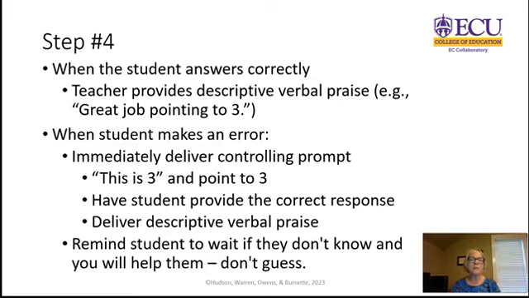In step 4, when the students respond correctly, you're going to deliver that descriptive verbal praise that repeats what the students did correctly: "Good job, pointing to 3." When students make an error, you're going to deliver the controlling prompt, which is usually the answer: "This is 3, point to 3," and have the student provide the correct response back to you so that you can deliver the descriptive verbal praise. Remind students to wait if they don't know, and you will help them. You really don't want students guessing in constant time delay, because if they guess, they'll make errors.